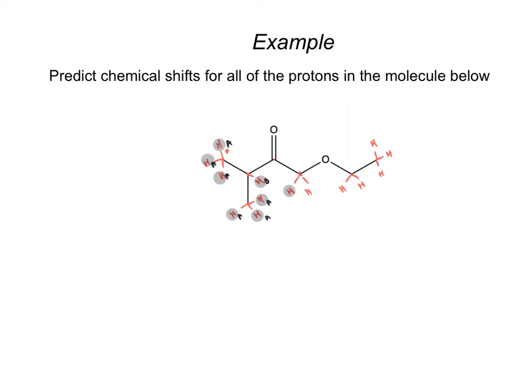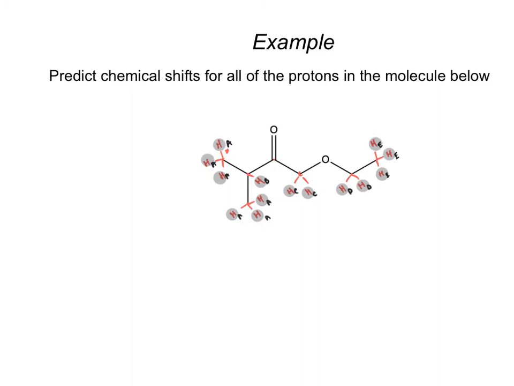As we move in, these two are equivalent to one another, but distinct from everyone else, so this will be their own signal. These are HC. We can move in, and these are chemically equivalent. They're again distinct from everyone else, so they'll give rise to their own signal. This is HD. And then at the end, methyl protons are chemically equivalent, but these are different from the other methyl protons, so this is HE. And they're all the same with respect to one another.